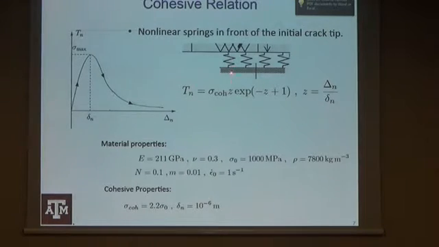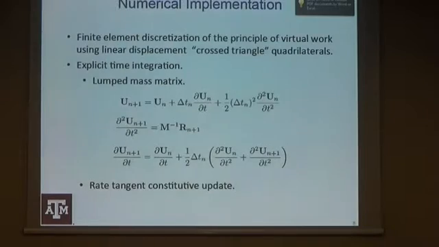Here's the cohesive relation, just little springs in front. The stress goes down to essentially 0. This is called the UBER relation, the universal binding energy relation from Ferrante and Smith. Here are some material properties. Why these material properties? Because I had some results from years ago in the incompressible case, so there was something to compare to. A very low cohesive strength, and that's the cohesive length scale.